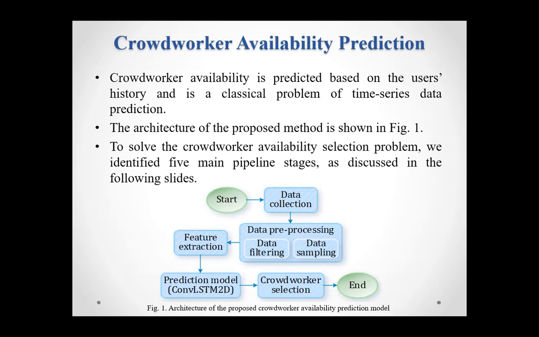Crowd worker availability prediction. The crowd worker availability is predicted based on the user's history and is a classical problem of time series data prediction. The architecture of the proposed method is highlighted in Figure 1, as you can see on the screen right now. To solve the crowd worker availability selection problem, we identified 5 main pipeline stages, as discussed in the following slides. You can see that we start with data collection, and after that we go for data pre-processing, in which we perform data filtering and data sampling. After pre-processing we go for feature extraction, and then we have the prediction model that uses ConvLSTM 2D. After that we go for crowd worker selection, and that's the end of the architecture.